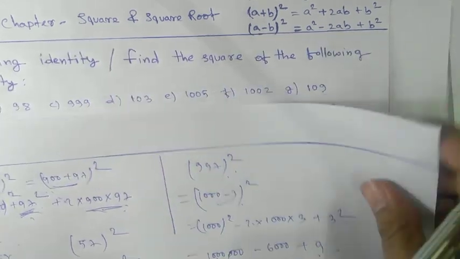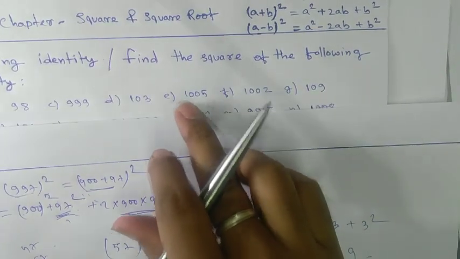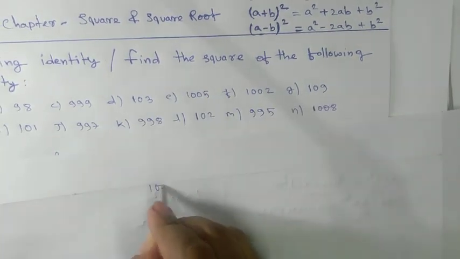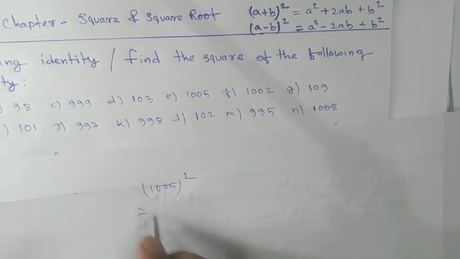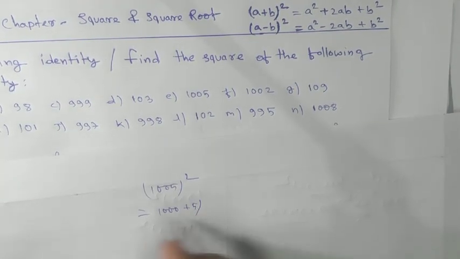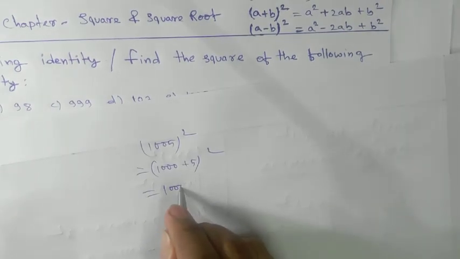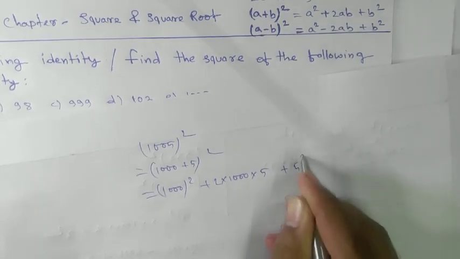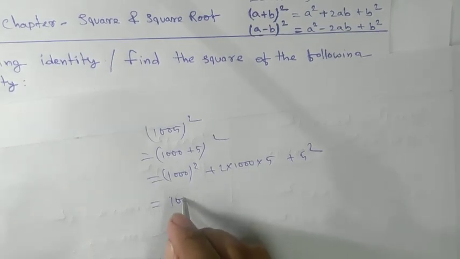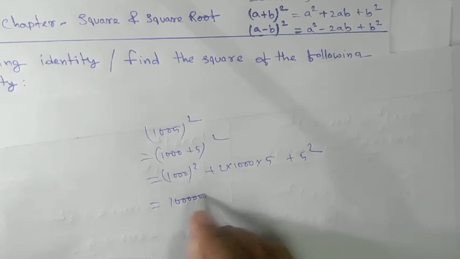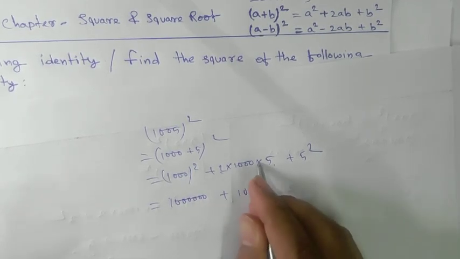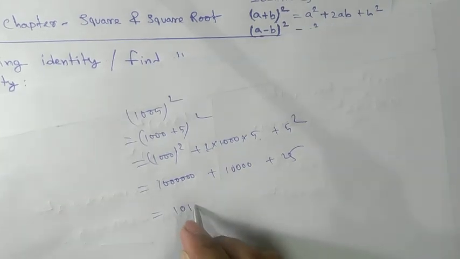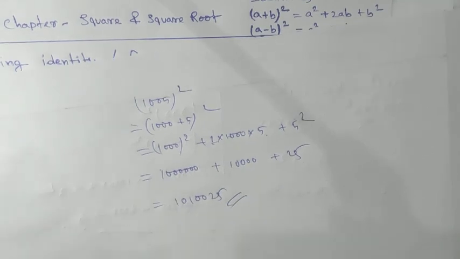Okay, now next we'll see this one, 1005. Let's see, sir, how are you going to proceed? So let me take 1005 whole square. I can write 1000 plus 5, it will be easy for me now. So a square plus 2 into a into b plus b square. So you are getting 1000 square is 1,000,000, plus 2 into 1000 into 5 is 10,000, and 5 square is 25, and your result is 1,010,025.